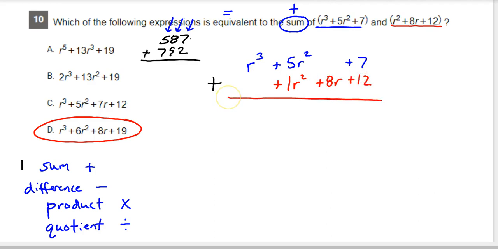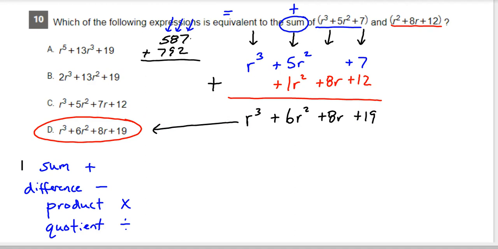So notice, the only thing with this method is you do have to make sure you have r cubes together, r squareds, r's, and then constants or numbers. And then you can just straight up add them going down. So you have r to the third, 6r squareds, 8r's, and 19. And you'll get the exact same answer that way.